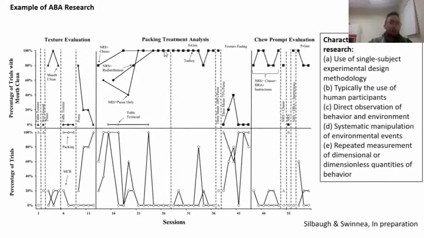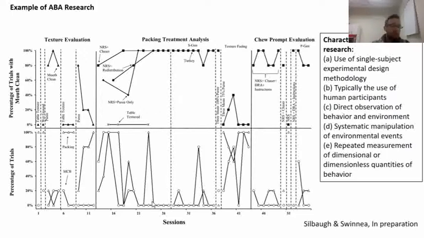And so, of course, there's repeated measurement of dimensional or dimensionless quantities of behavior. In this case, it's a dimensionless quantity. I counted the number of mouth cleans in a session, divided that by the number of trials within the session, and then converted that to a percentage. So notice that percentage of trials with mouth clean is not a dimensional quantity. Dimensional quantities are rate, latency, IRT, duration, for example.